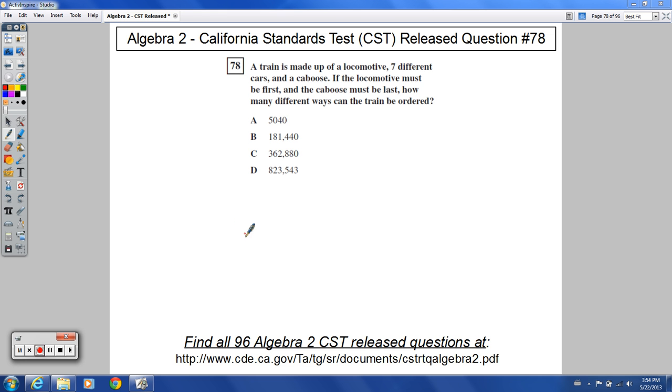Welcome to release question number 78 for the Algebra 2 CST release questions. It says a train is made up of a locomotive, 7 different cars, and a caboose. If the locomotive must be first and the caboose must be last, how many different ways can the train be ordered?